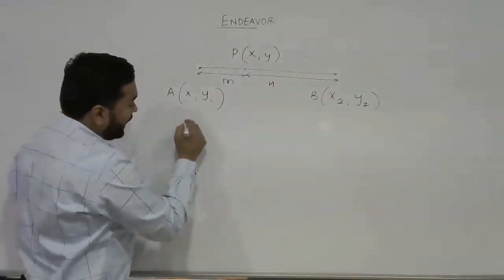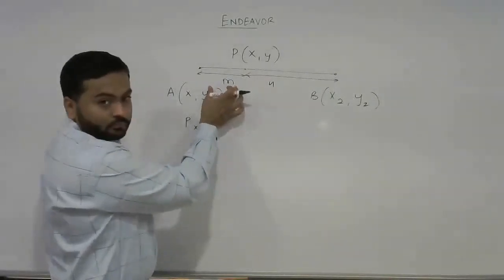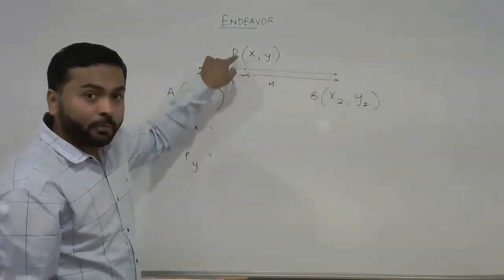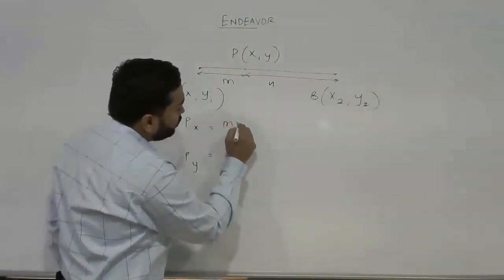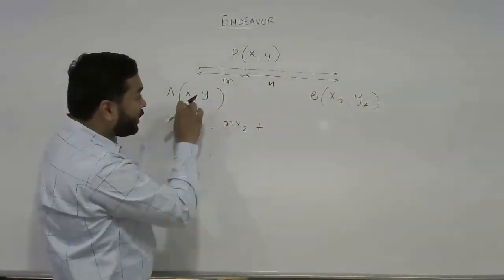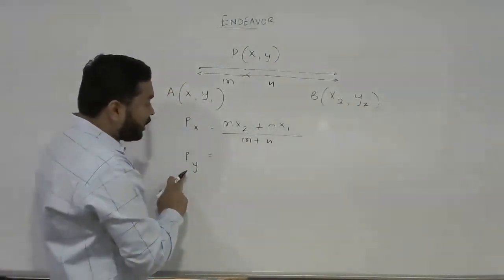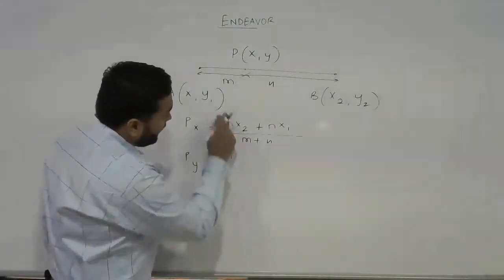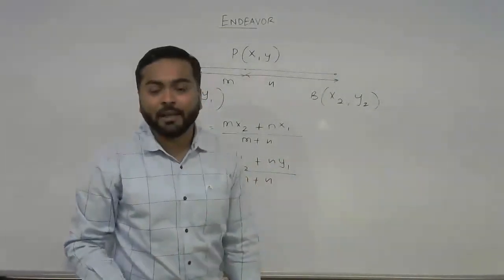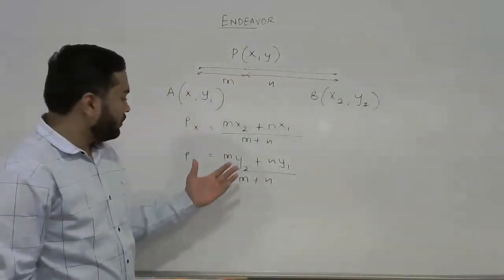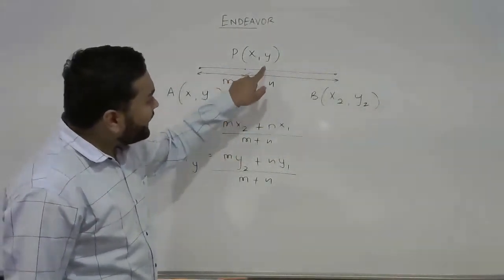So if I want to find the x coordinate of P and the y coordinate of P, what should I be doing? I'll multiply m. Remember, this distance m of P is from A. But we'll multiply m by the coordinates of B. So it is mx2 plus, similarly n will get multiplied by the coordinates of A, so it is nx1, upon m plus n. And the y coordinate of P would be my2 plus ny1 upon m plus n. So these are the x and y coordinates of P.